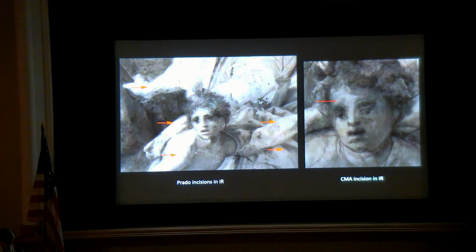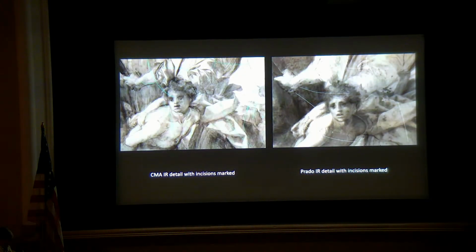These incisions are most easily discerned in the infrared images as extremely thin, dark lines and arcs, often with sharp endpoints or tiny hooks that end in straight lines. I know those are hard to see, but you can kind of see that little dark line there. Here are the incisions diagrammed in the IR details of the CMA and Prado paintings.